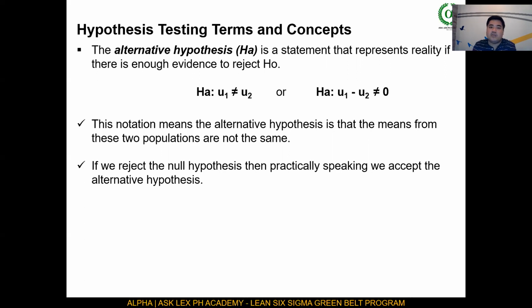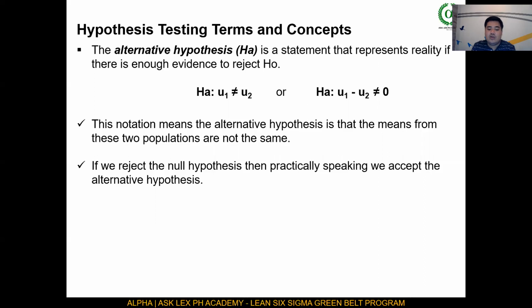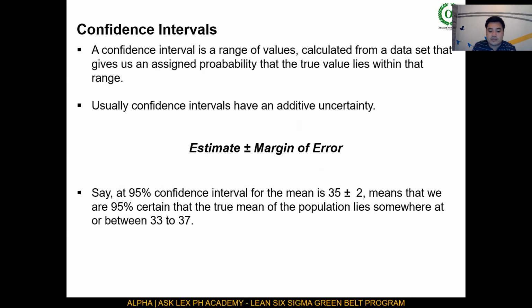If we reject the null hypothesis, then practically speaking, we accept the alternative hypothesis. But as literature suggests, we don't use the term accept, rather we use the term reject the null hypothesis or reject H0. So if this is true, the conclusion will be we fail to reject the null hypothesis, while if this is true, then we reject H0, not accept HA. So those are the two hypothesis testing statements that we have to establish before going to the actual hypothesis testing exercises.